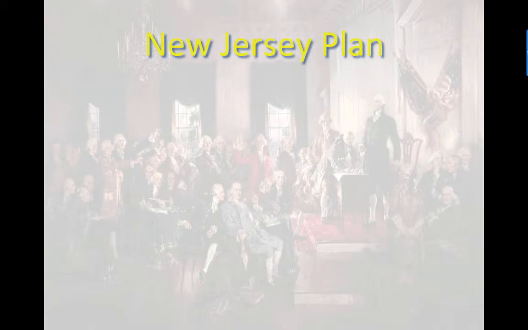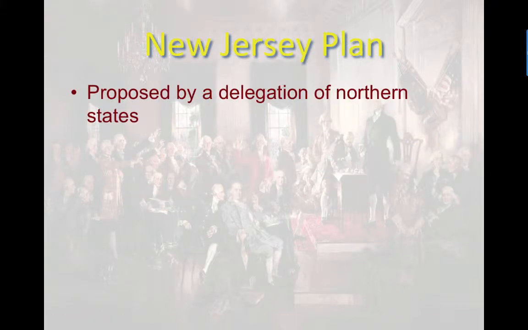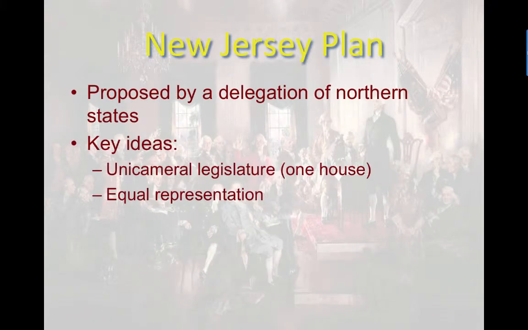The smaller states proposed the New Jersey Plan. The main ideas: they did have three branches of government, just like the Virginia Plan, but the main difference was a unicameral legislature, one house with equal representation.